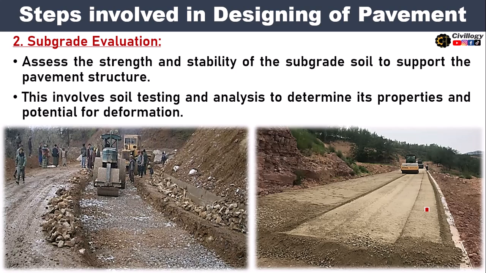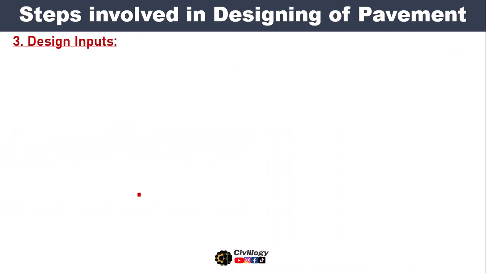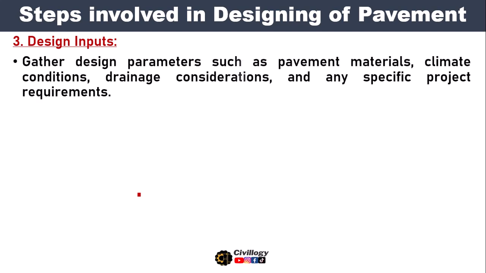This involves soil testing and analysis to determine its properties and potential for deformation. At this stage, you will get the idea about the subgrade material properties and then you will decide whether the existing soil is of good quality or not. If it is not of good quality, you will have to remove the existing subgrade and replace it with a good quality material. The third step involved in designing of pavement is design inputs.